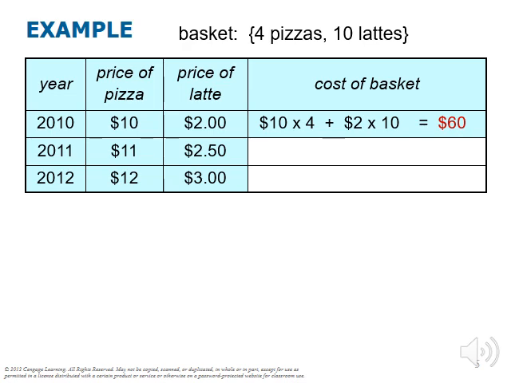You can see that the cost of the basket has increased, but our standard of living, the 4 pizzas and 10 lattes, has been kept fixed. $60 will buy you 4 pizzas and 10 lattes in 2010. By 2012, you'll need $78 to purchase the same quantity of goods.